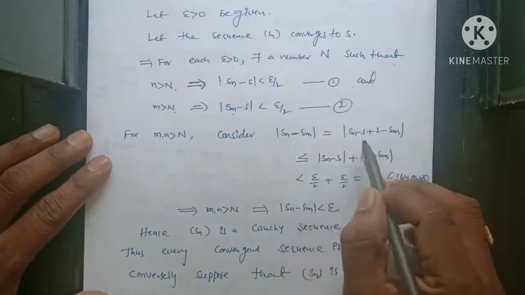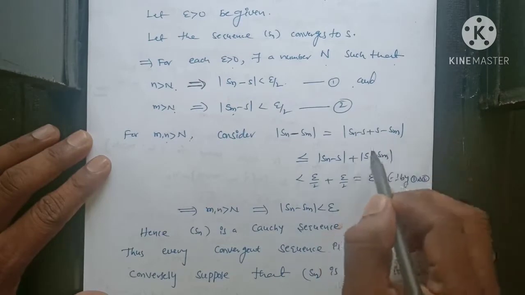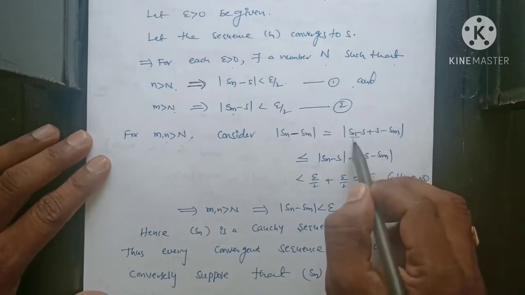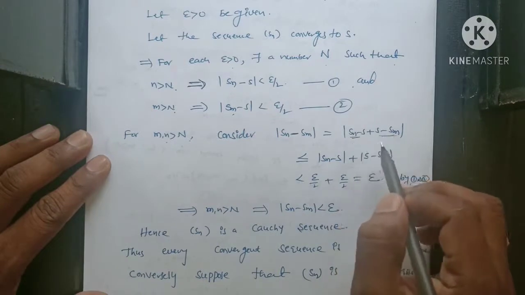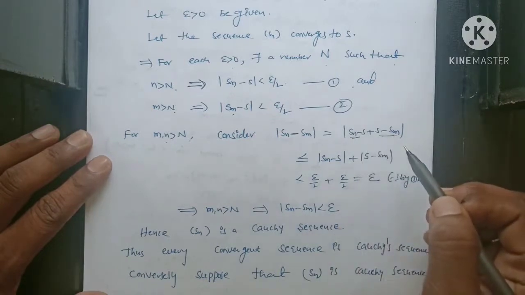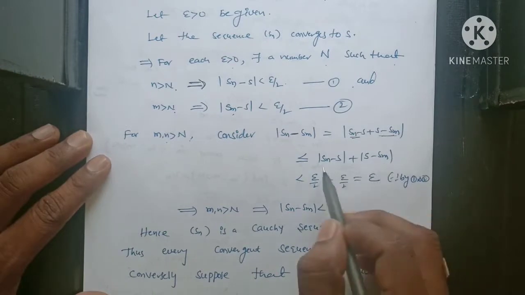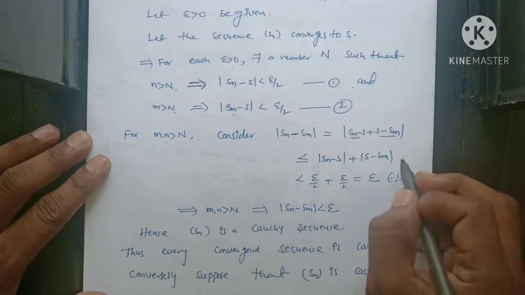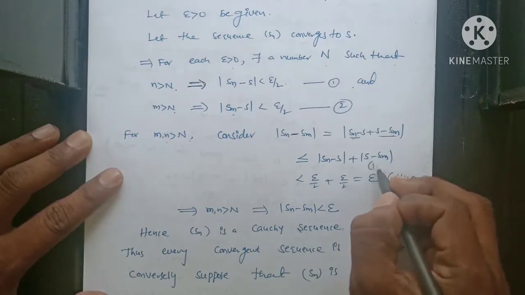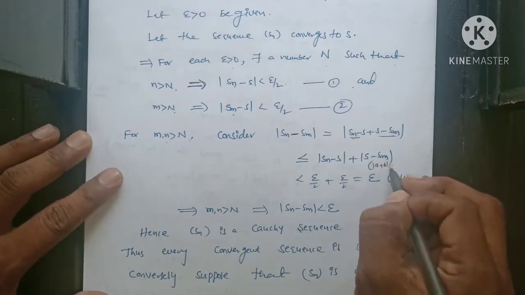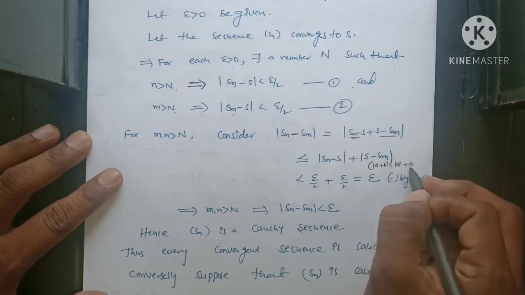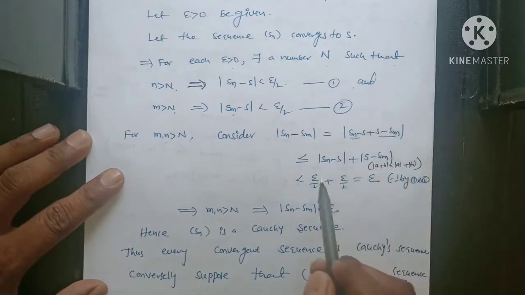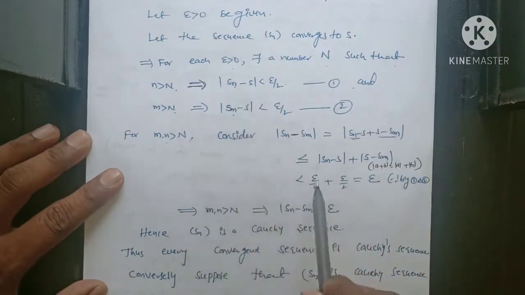This is less than or equal to, taking Sn minus S as one term and S minus Sm as another term, I use the triangle inequality. What is the triangle inequality? Mod of A plus B is less than or equal to mod A plus mod B. So mod Sn minus S plus mod S minus Sm. Then mod Sn minus S, as in the first condition, is less than epsilon by 2.